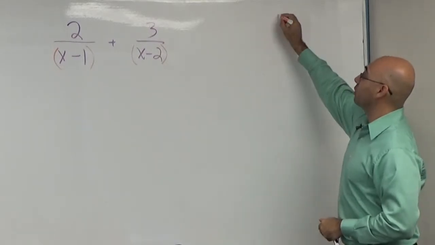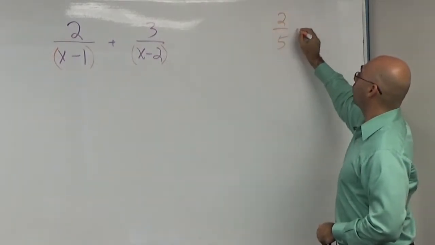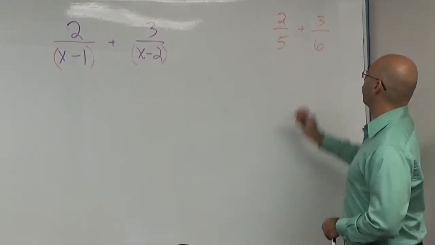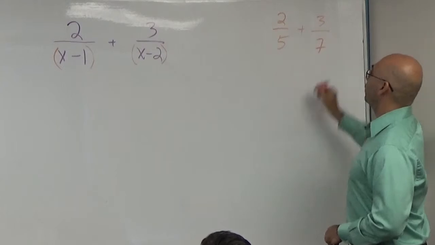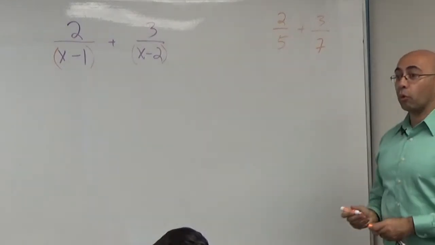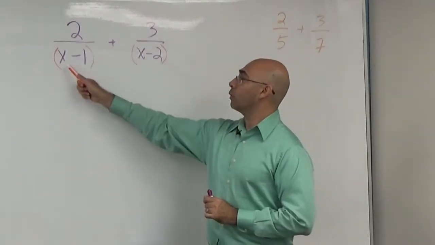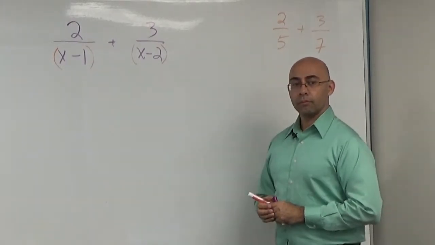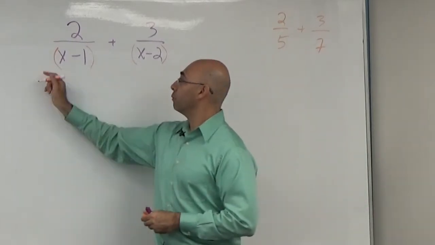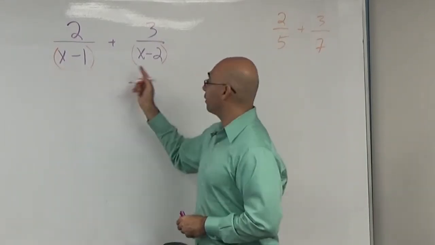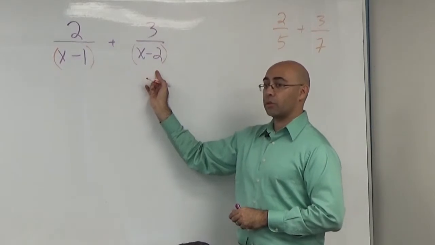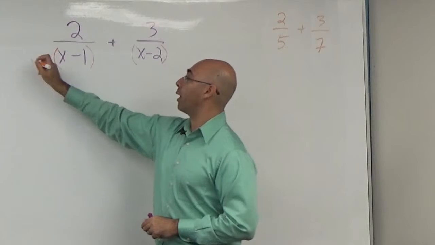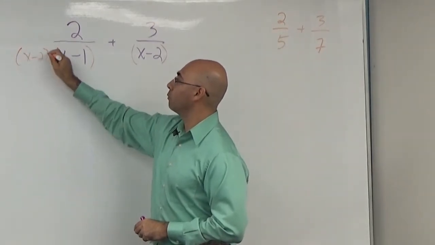Think of it as like 2 over 5 plus 3 over 6. Or let's make it 7. So that problem is exactly like this problem, the way you would do it. So you have this x minus 1, so what are you multiplying it by? The x and minus 2. All right, that's all you do. This has x minus 1, but this says x minus 1, that says x minus 2. So what is this missing? X minus 2. So I multiply it by x minus 2.